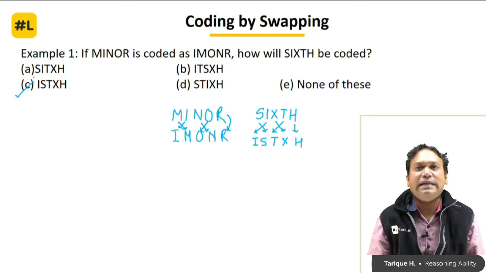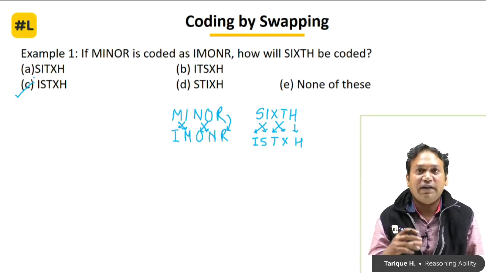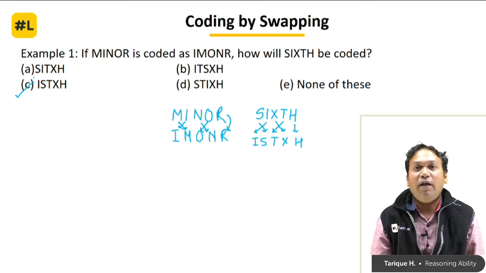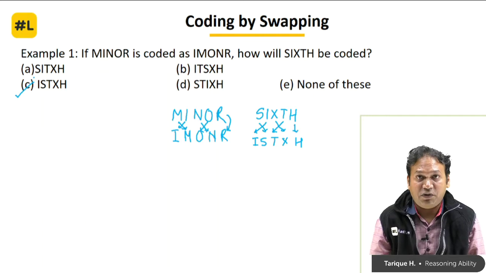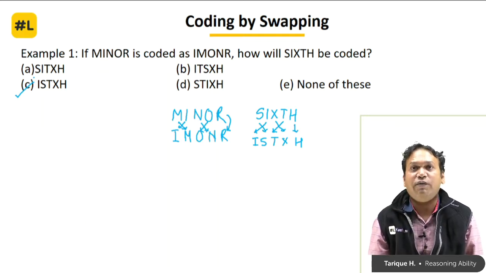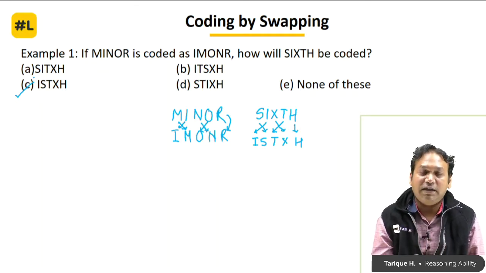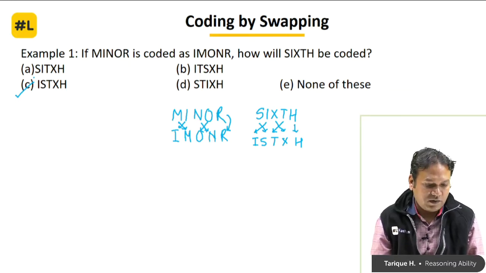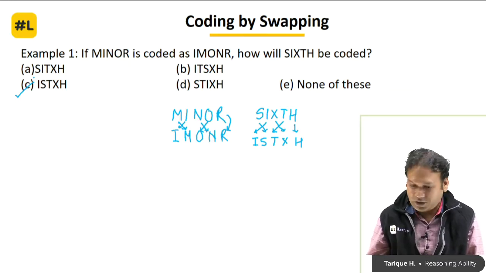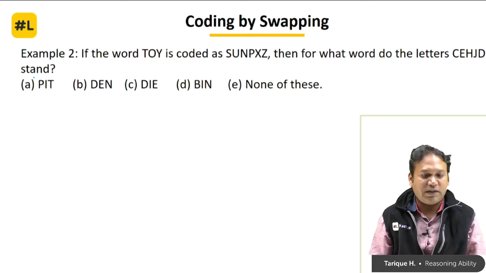Right, now this is a basic example just to understand what we mean by swapping. We are not shifting the letters forward or backward, and we are not replacing one letter with something else, and we are not using the positional value of letters. What we are doing is we are just swapping, changing the position of letters, keeping the same letters in the word. Okay, so that is the first question, and now we will move to the next question.